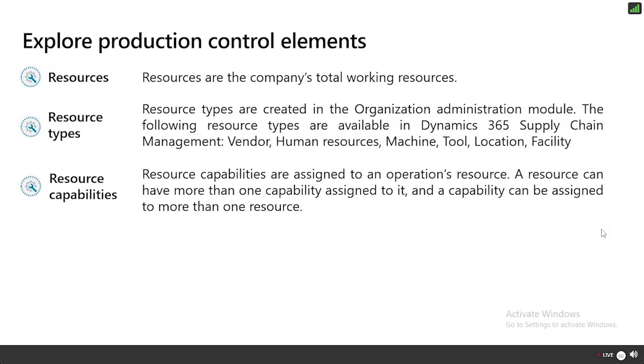So with the resources and resource types, we also have resource capabilities. And this describes what each resource can do. So let's say when you schedule a resource for a job, the requirements of each job and the operations are going to be matched against the capabilities of that available resource. In the production control module of Dynamics 365, there's a task guide that will help you create a resource capability and then assign it to a resource.